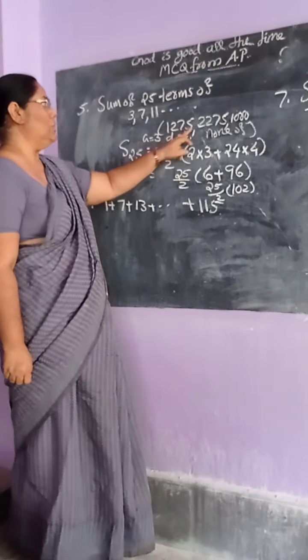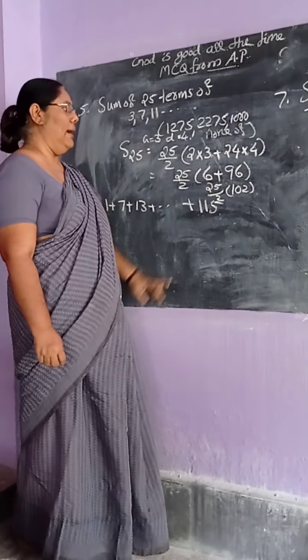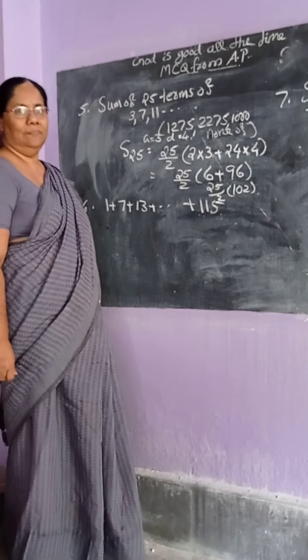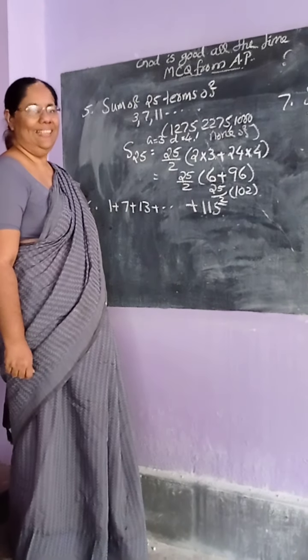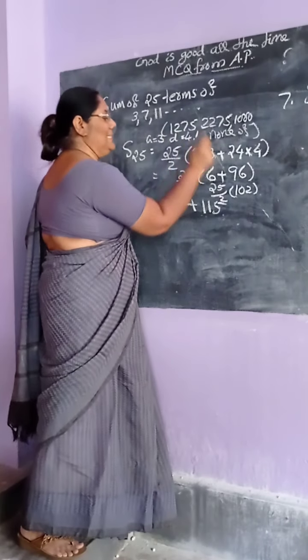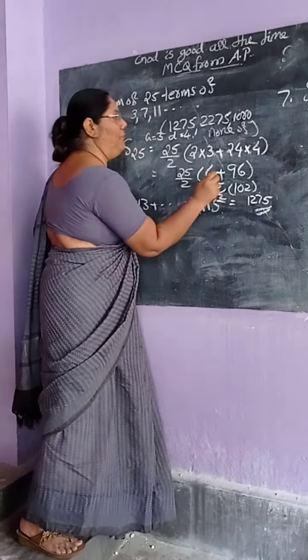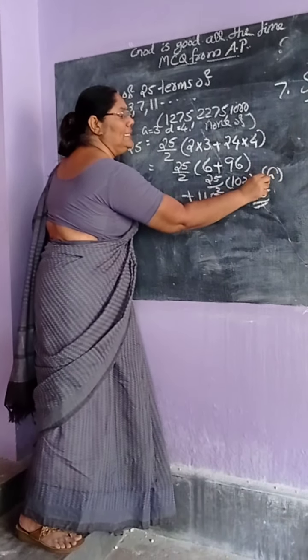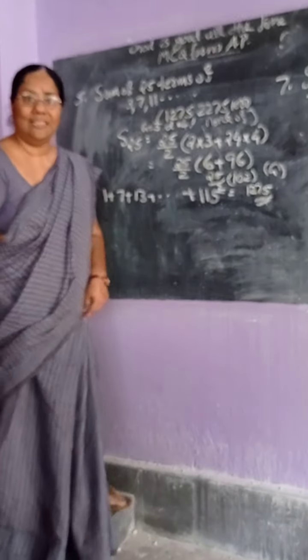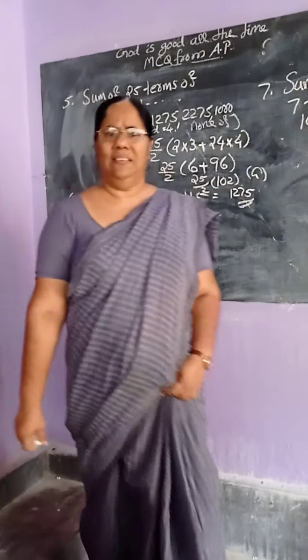Then from this option, can you find the answer? Do it by yourself. Yes, the answer is 1275. Therefore, the option is A. The option is A. Understand?